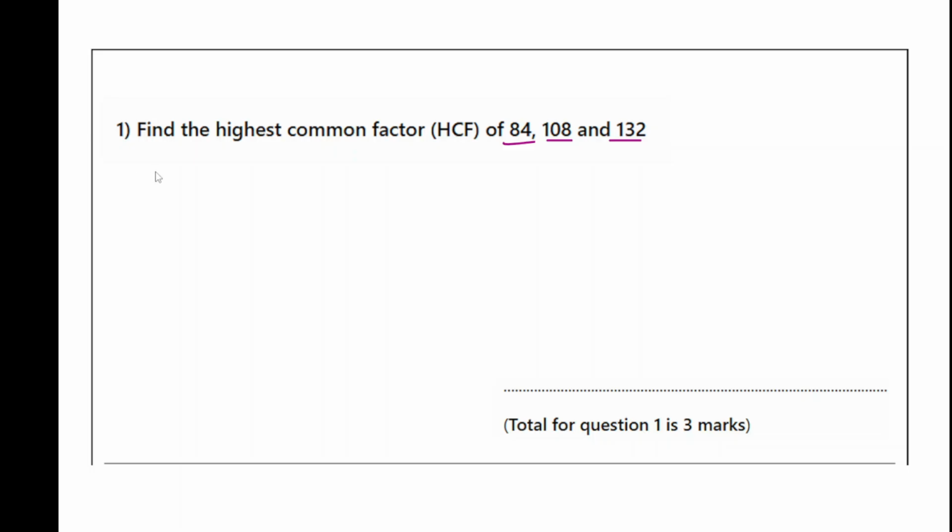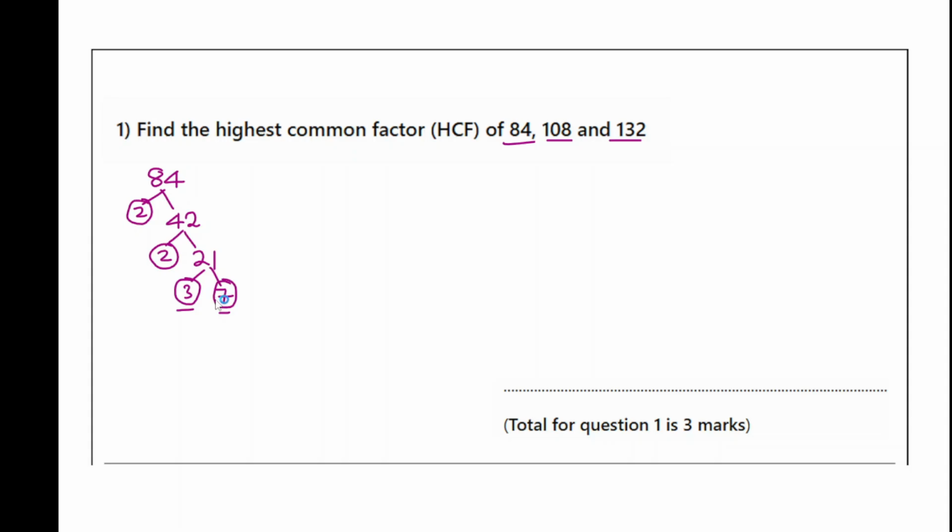So all you need to do is start getting prime factors of each number. So 84 divided by 2 gives me 42. 42 divided by 2 gives me 21. Now, I cannot divide by 2 anymore because I'm going to get a decimal, but I can divide by 3. And that gives me 7. They are both prime numbers. Now, when I get to that stage, I'm going to stop.